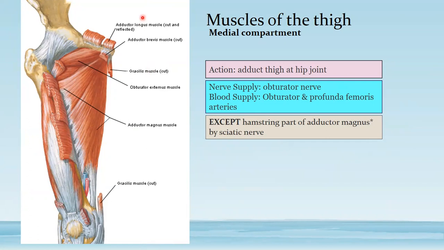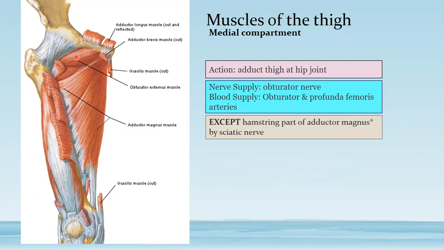You have five muscles of the medial compartment of the thigh. You have the adductor longus; they have been cut in this picture. The adductor longus, the adductor brevis. Longus means long, brevis means short. And then you have the obturator externus. Remember, the obturator internus is the muscle of the gluteal region, so the obturator externus is a muscle of the thigh region, particularly the medial compartment.